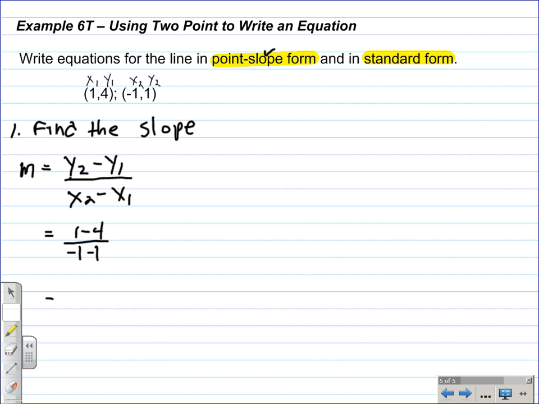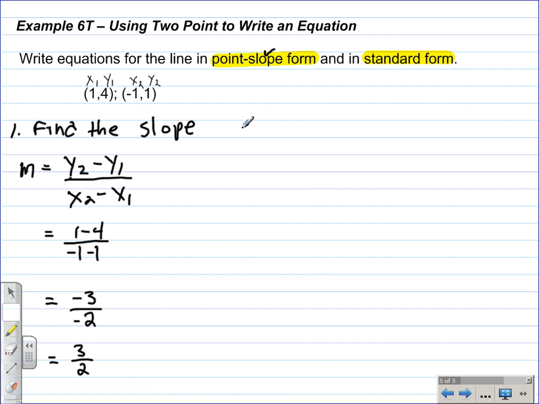We simplify that. 1 take away 4 is negative 3. 1 take away 1 is a negative 2. And that double negative does become a positive. So the slope in this case is 3/2, or 1.5 if you want to work with that.